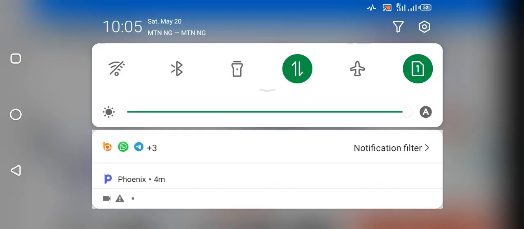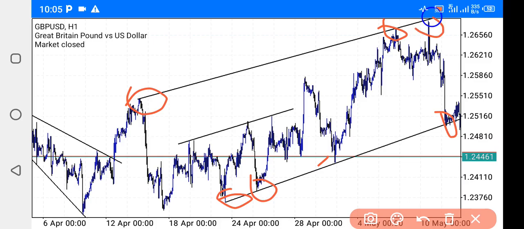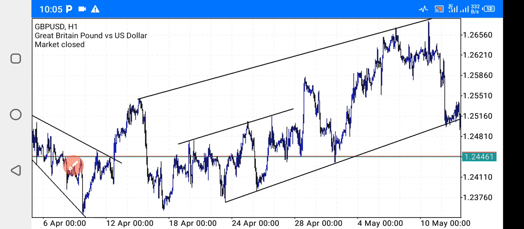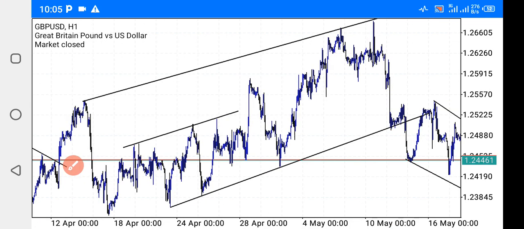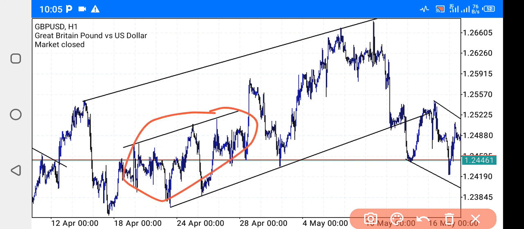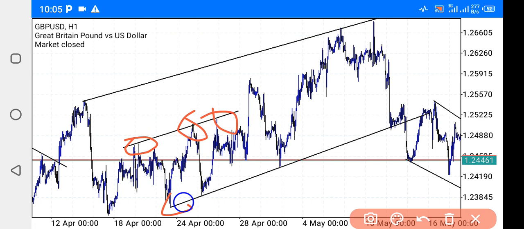So let me share with you what I'm seeing right here. As you can see, this is a good and perfect trend line, but within this trend line we have another sub trend line right here. This is our first touch on this sub trend line, the second touch, and the third touch. So we have this one right here, the second one right here, and then the third one right here. So what are we anticipating?